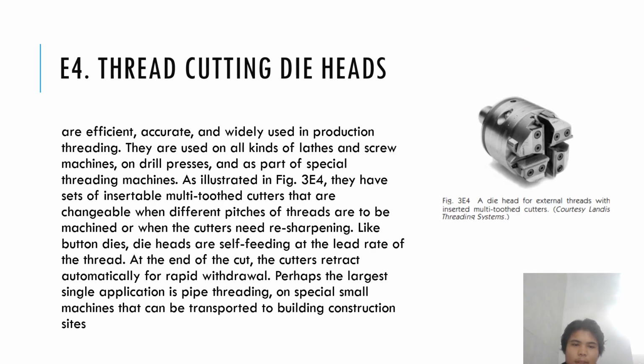Thread cutting die heads are efficient, accurate, and widely used in production threading. They are used on all kinds of lathes and screw machines, on drill presses, and as part of special threading machines. As you can see here, this is a die head for external threads with inserted multi-tooth cutters.